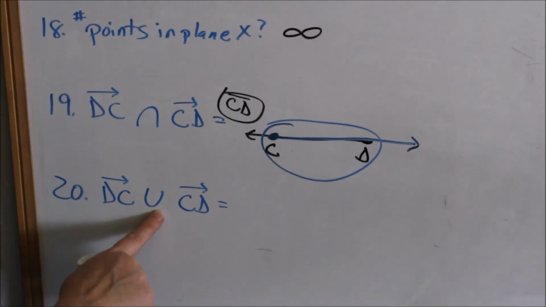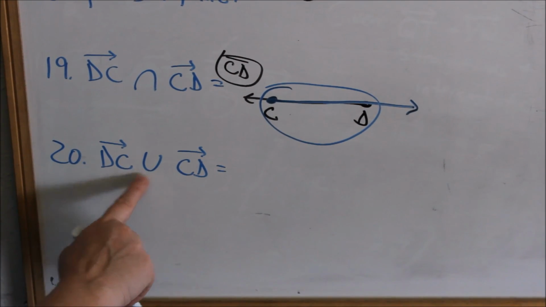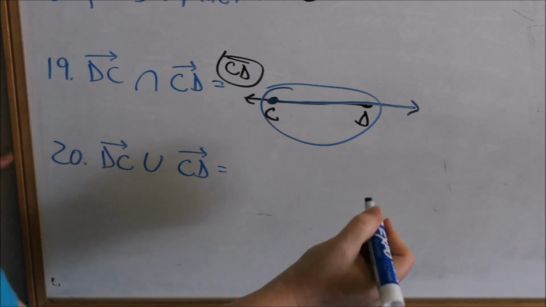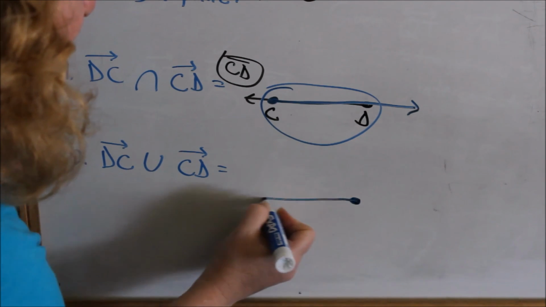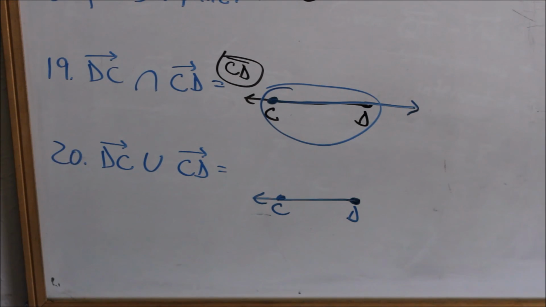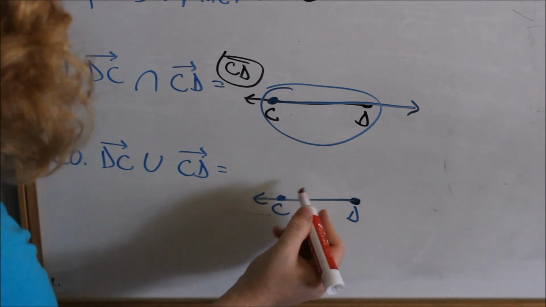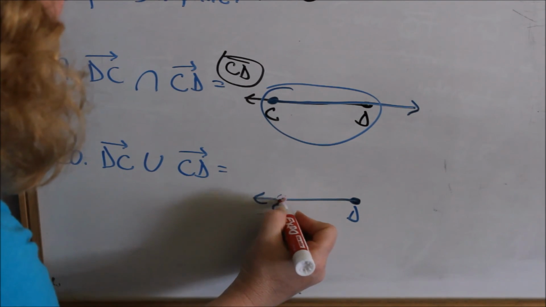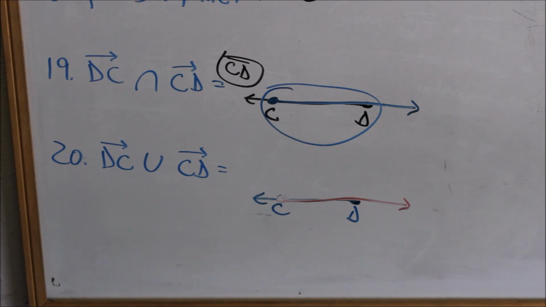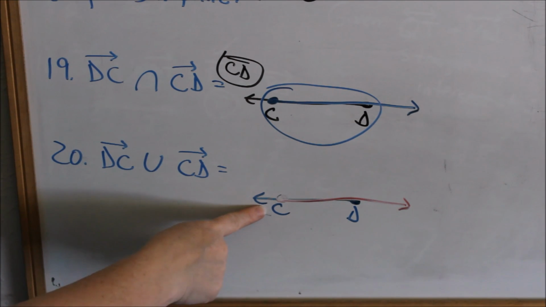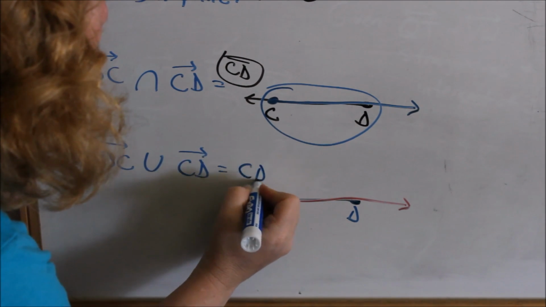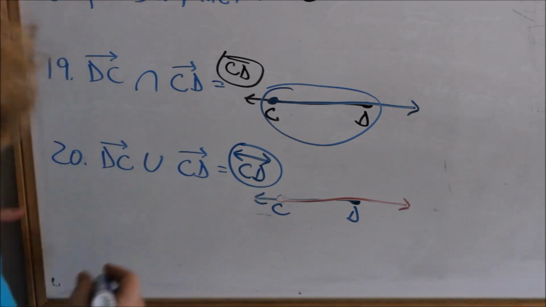Number 20, we're dealing with union. The union of ray DC and ray CD, we're combining together, union. So ray DC, start with D, go towards C, there's C, D. Now if I do ray CD, remember we're doing union, not overlapping of intersection. There's point C, and I go towards D. So when we combine those two together, what have we created? We've created a line. Because we combine those two together, so we have created the line CD. These symbols above are very important.